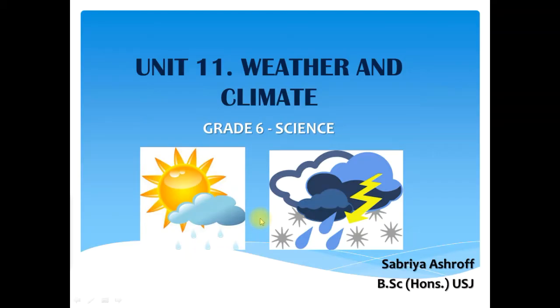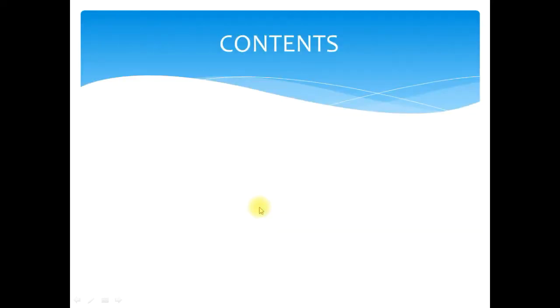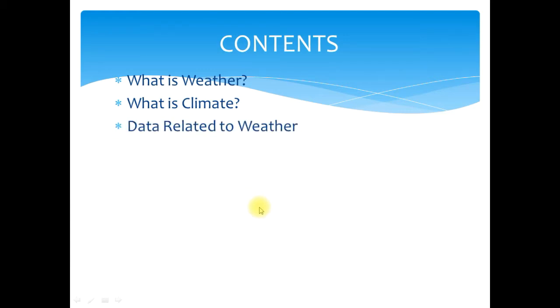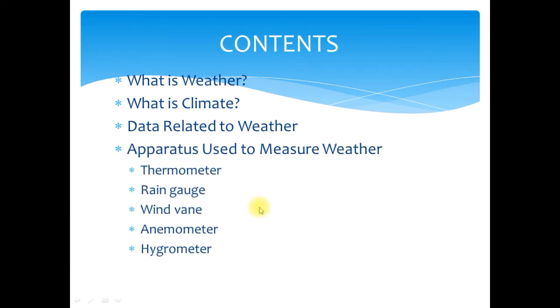Hello students, today in Unit 11 we are going to learn about weather and climate. In this unit we are going to study what is weather, what is climate, data related to weather, apparatus used to measure weather such as thermometer, rain gauge, wind vane, anemometer and hygrometer, and natural disasters.